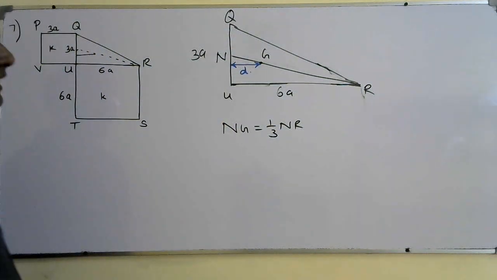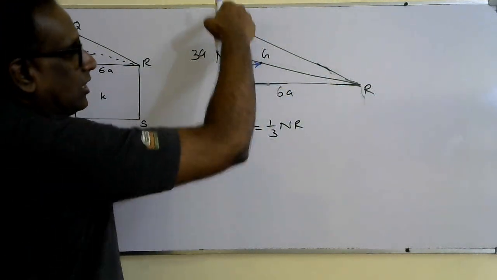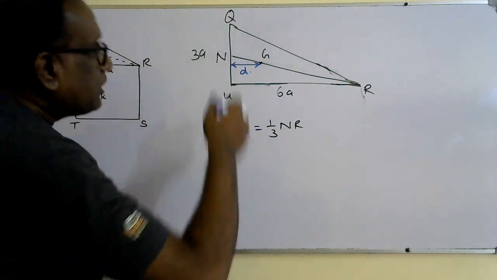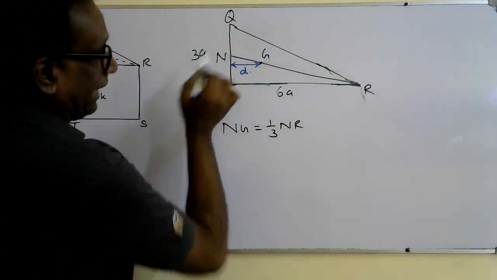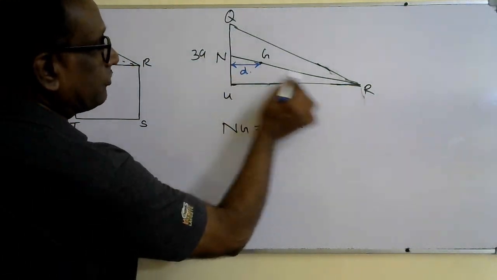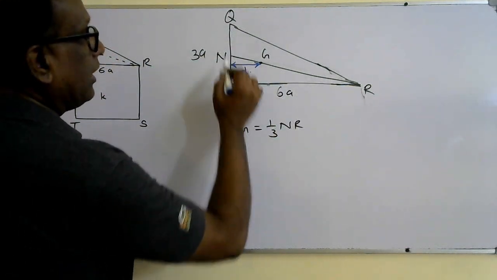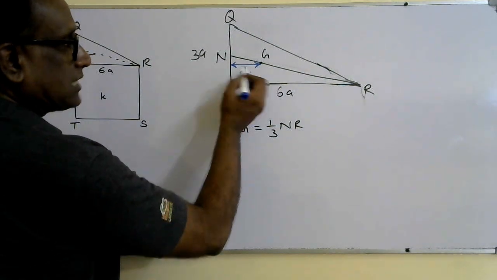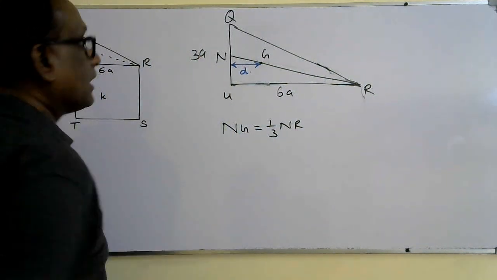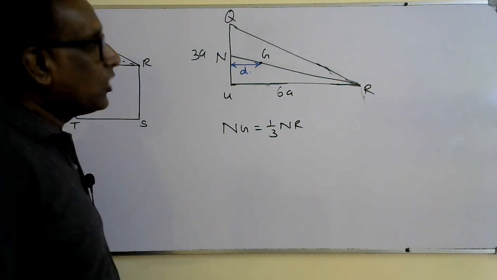D how much? Because I need to find the distance of the center of mass of the triangle QUR from the line QU, not from point N. From point N, it is at a distance of 1/3 of NR. But if I want to find the distance of the center of mass from the line QU, not from the point, I need to find D. So how to find it?